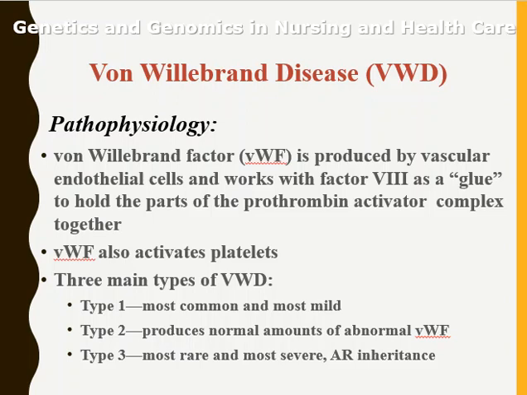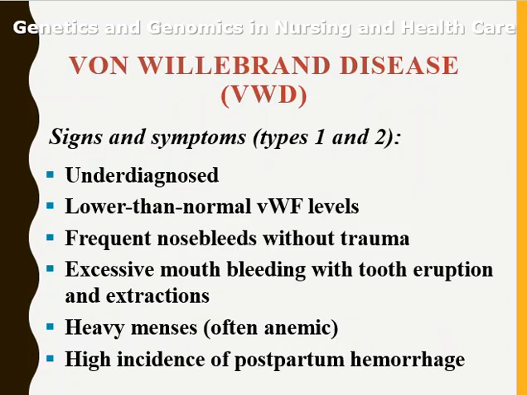It also activates platelets, and as I've mentioned, there are three main types of von Willebrand disease. Type 1 is most common, about 80% of people have type 1. Type 2 produces normal amounts of abnormal von Willebrand factor. Type 3 is autosomal recessive, AR, which is the most rare and the most severe form. So oftentimes types 1 and 2 go underdiagnosed.